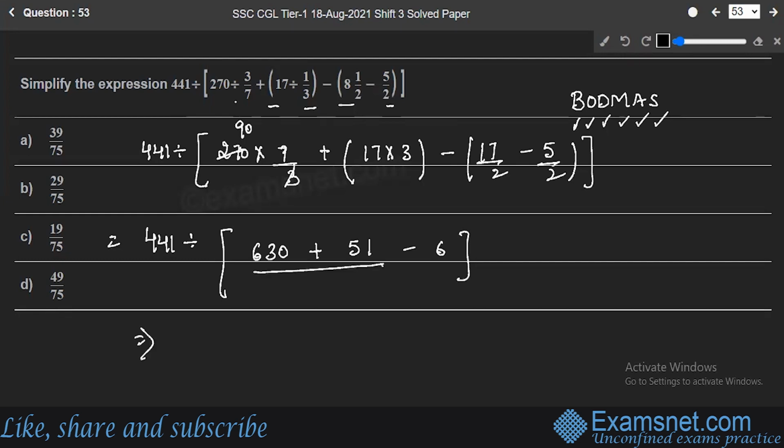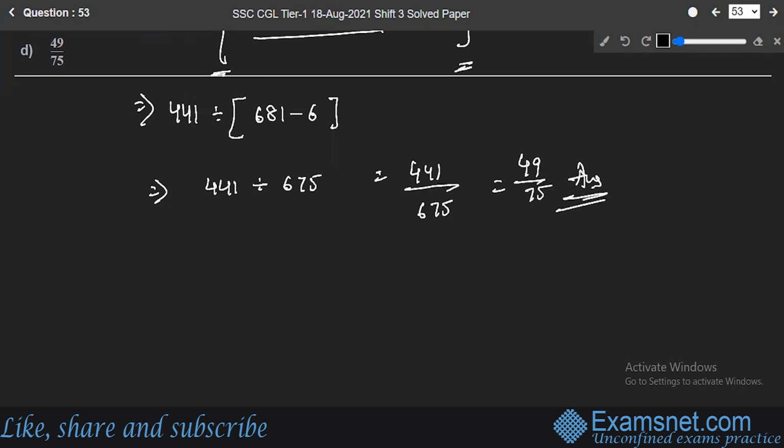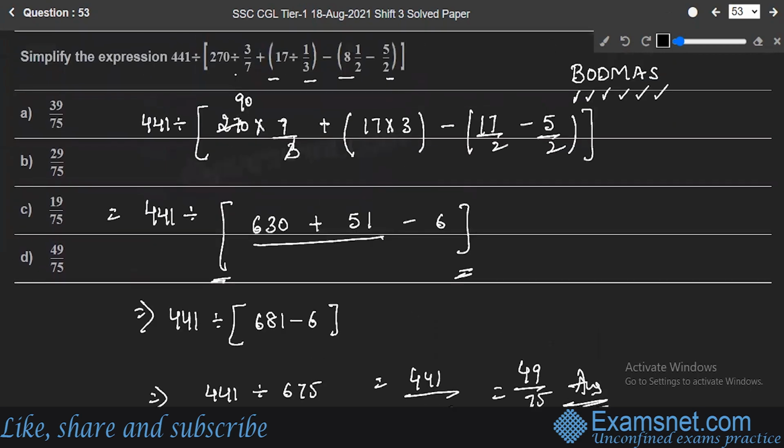630 plus 51. See, you will be solving this square bracket first. So this is 441 divided by 681 minus 6, which is 441 divided by 675. That is 441 upon 675, which is equal to 49 by 75. And this is your answer. Let's check with the options. Option D is the correct answer to our question. Hope you are clear, right? Then let's move to the next question.